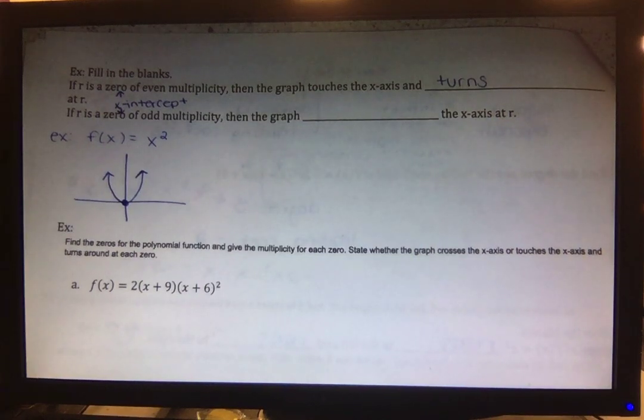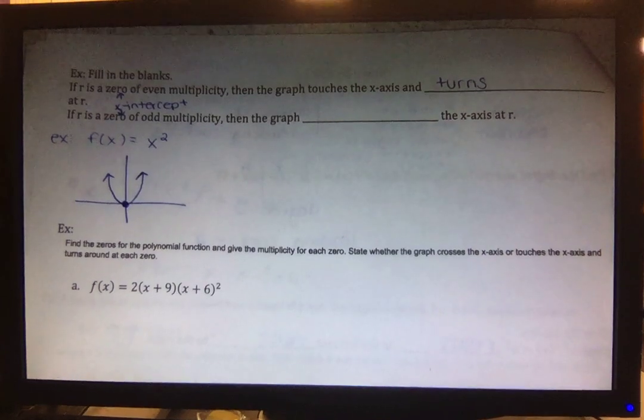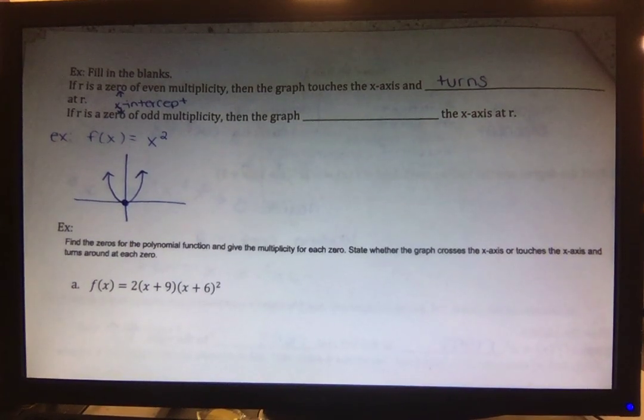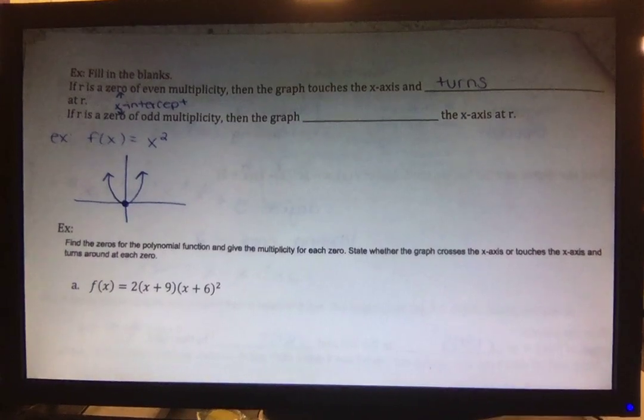No, I'm just kidding. It's kind of like ping pong. But you know what I'm talking about? It hits it and then it shoots back up. So it touches and turns.